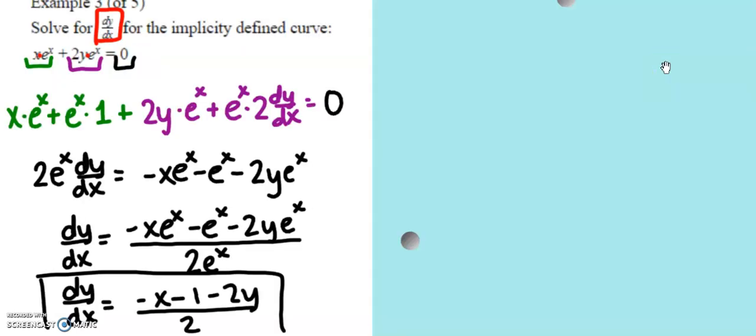All right, let's talk through this one first. So the stuff in green required a product rule. So we have the first times the derivative of the second plus the second times the derivative of the first. I wrote the 1 just so we could see it.